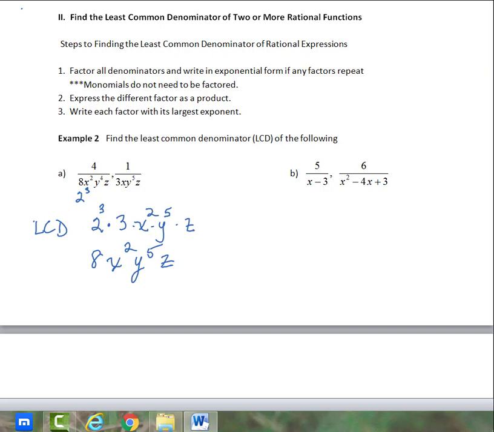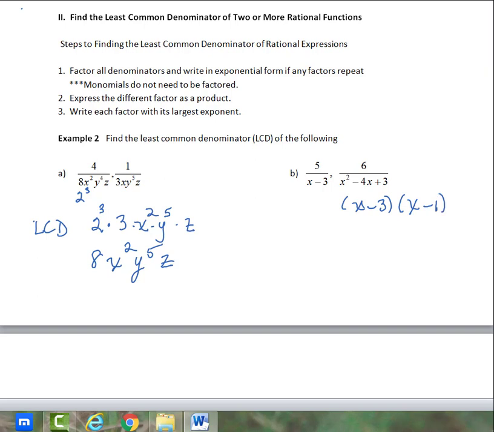Let's look at the next one here. We don't have monomials, we've got a binomial and a trinomial. And so before you find your LCD, you want to factor the denominators if possible. So we're going to factor the x squared minus 4x plus 3. So that's going to factor as x minus 3 times x minus 1.